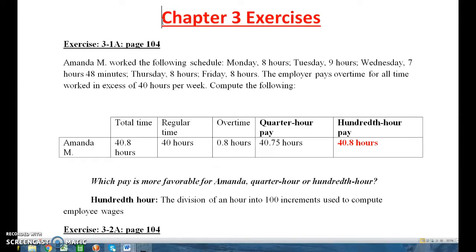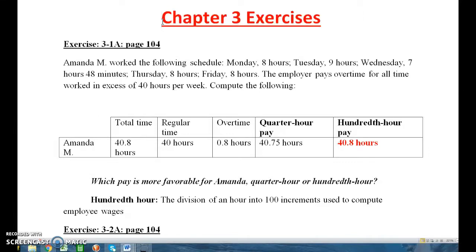We are going to compute the quarter hour pay and the 100th hour pay for Amanda. As you notice, they give you the hours that she worked Monday through Friday. Wednesday, she worked 7 hours and 48 minutes. Thursday was 8 hours and Friday was 8 hours. The employer pays overtime for all time worked in excess of 40 hours per week. So, according to Amanda's time card, she worked 40.8 hours. Her regular hours were 40 hours. Her overtime was 0.8. If they were utilizing the quarter hour pay, she would be paid 40.75 hours.